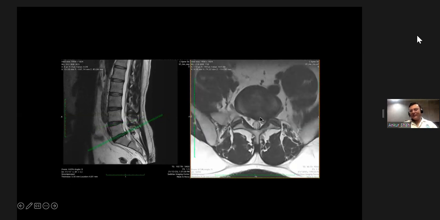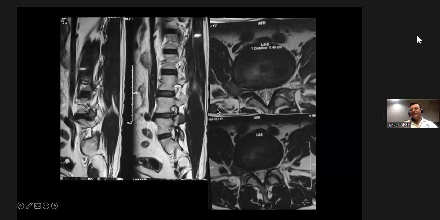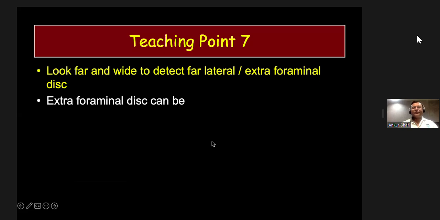And even at L5-S1 level, there is a large component of disc which is extraforaminal, which is significantly compressing the nerve root. Sometimes like here, it may not be in the central part at all. Whatever we are seeing is all extraforaminal. There is a large protruded extraforaminal disc at L4-5 level, and this is definitely causing significant compression of the right-sided L4 nerve root. So look far and wide to detect the lateral or extraforaminal disc.